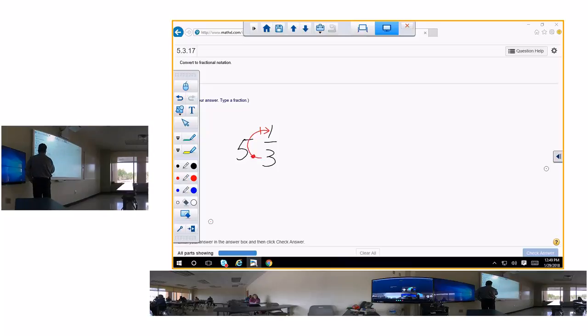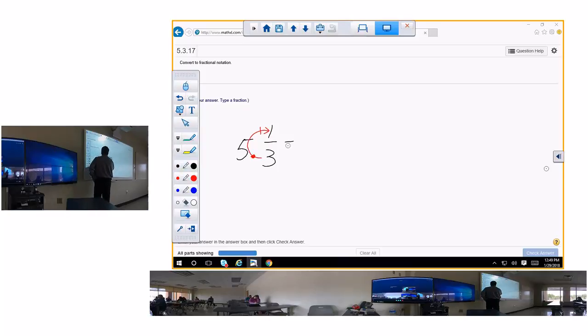3 times 5 is what? 15. 15 plus 1 is going to be 16. So that'd be 16, and then you just bring the 3 over. And that is the improper fraction.